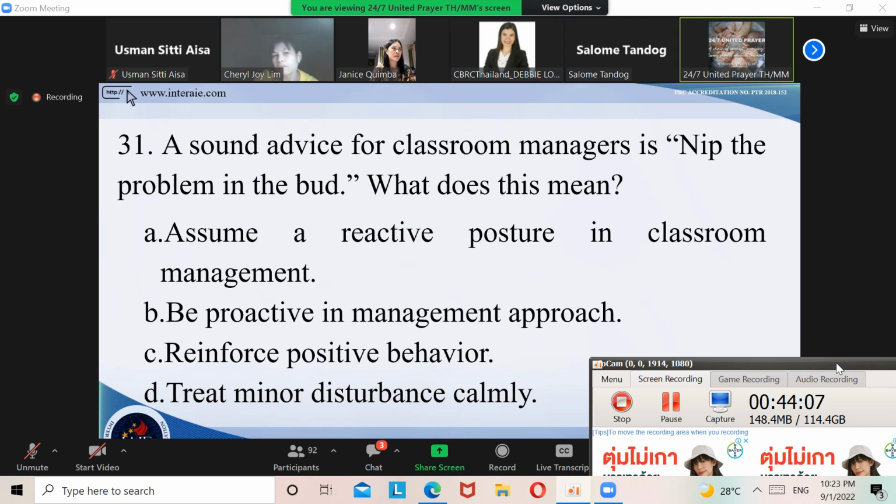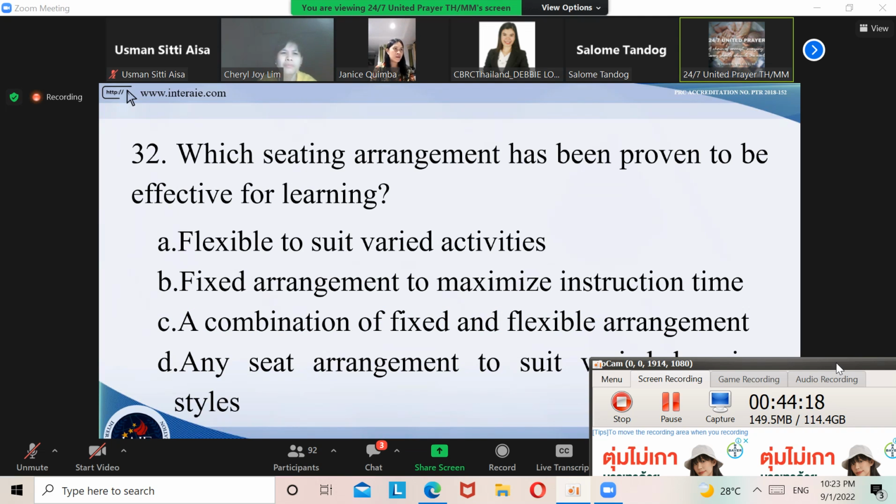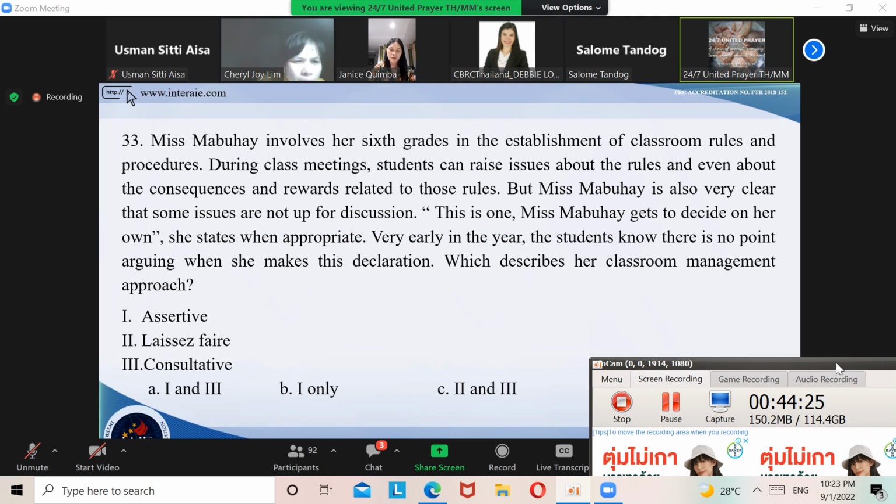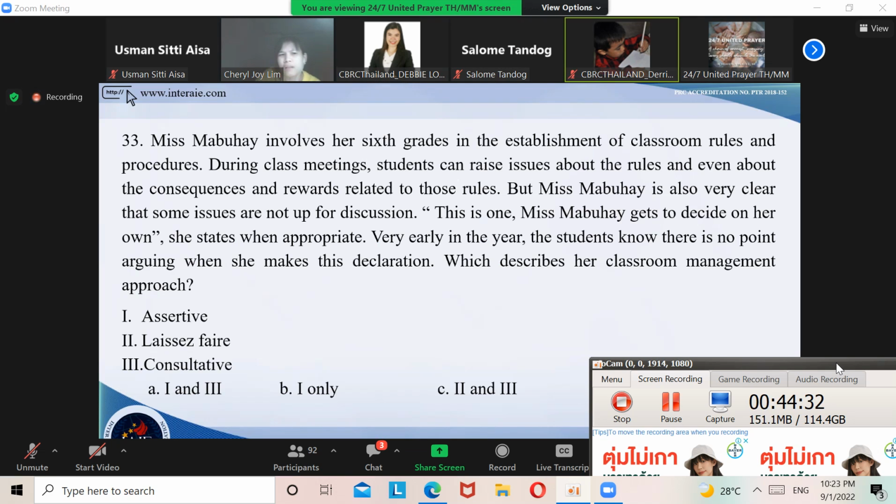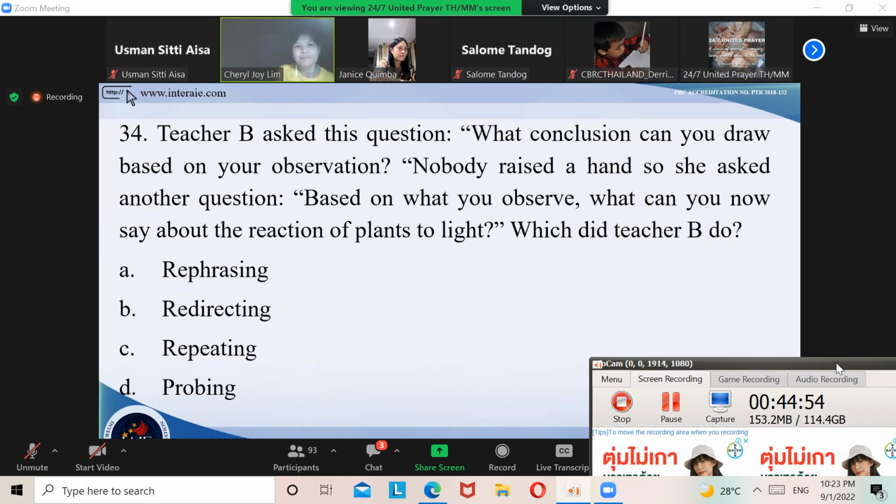Okay, 31. Be proactive. Letter B, be proactive in management approach. 32. Flexible to the varied activities. 33. Assertive. Answer number 33. B. Assertive and consultative. Letter A. Assertive. One only. Oh, sige po. Okay, B. Okay, continue na natin. Thank you. Okay, number 34.